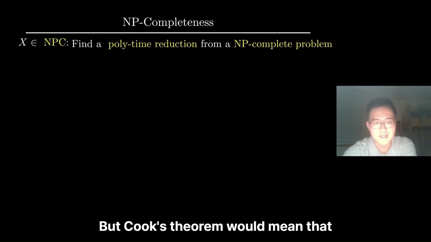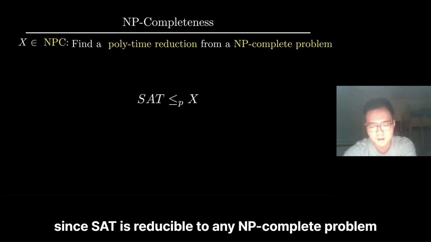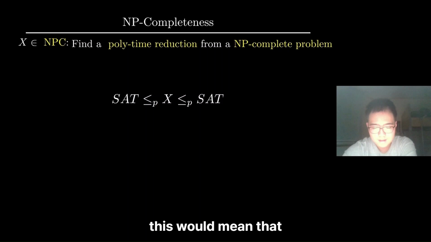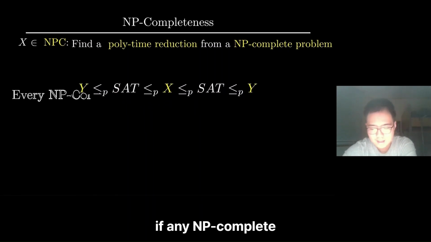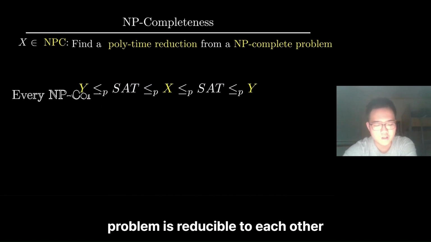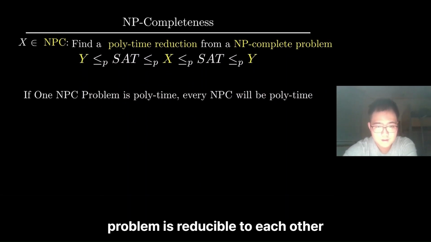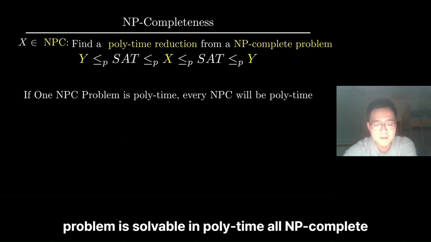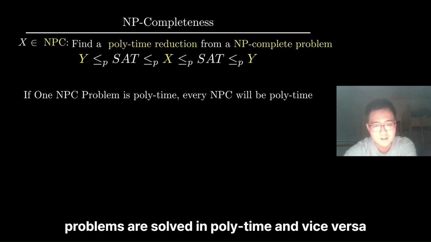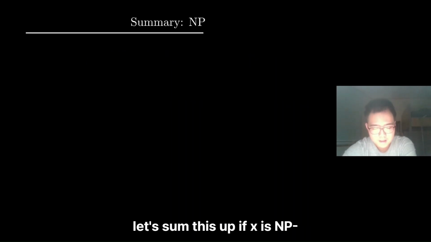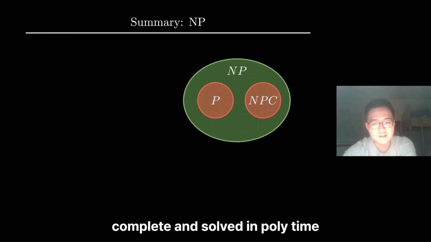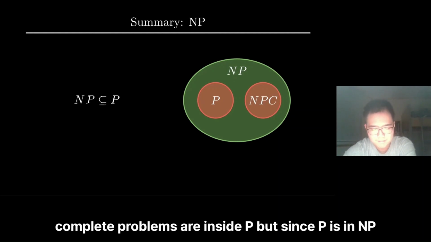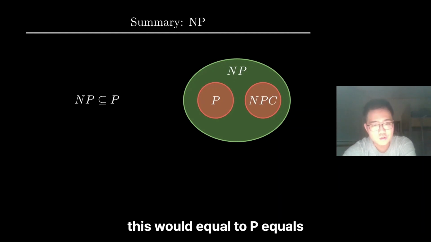But Cook's theorem would mean that since every problem in NP is reducible to SAT, and every NP-complete problem is reducible to SAT, all NP-complete problems are reducible to each other. This would mean that if any NP-complete problem is solvable in polytime, all NP-complete problems are solvable in polytime, and vice versa. Let's sum this up. If X is NP-complete and solved in polytime, this should mean that the set of NP-complete problems are inside P. But since P is in NP, this would equal P equals NP.